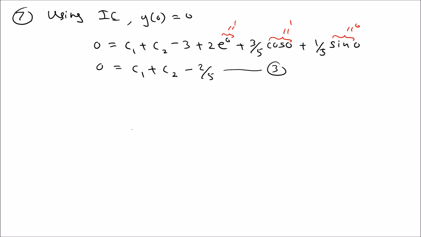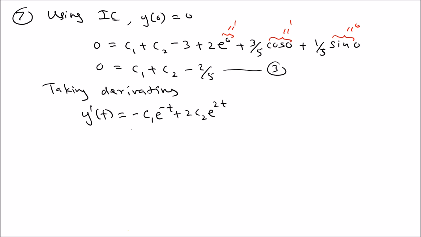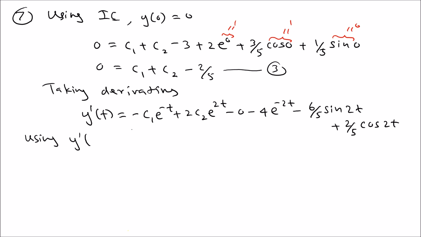Now the same thing, let's use the other condition. First we take the derivative. We're going to get y prime of t equals negative c1 e^(-t) plus 2 c2 e^(2t) minus 0 minus 4 e^(-2t) minus 6/5 sine 2t plus 2/5 cosine 2t. And now we're going to use the condition y prime 0 equals 2.